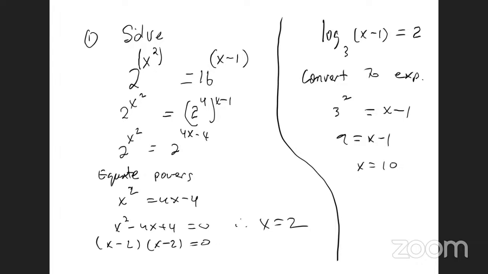Bring up the 3, carry across the 2, carry across the x minus 1. Remember, you need to convert to exponential form and solve it. Carry up the base, carry across the answer, and make it equal to what you find in the log. All right, try this one here.